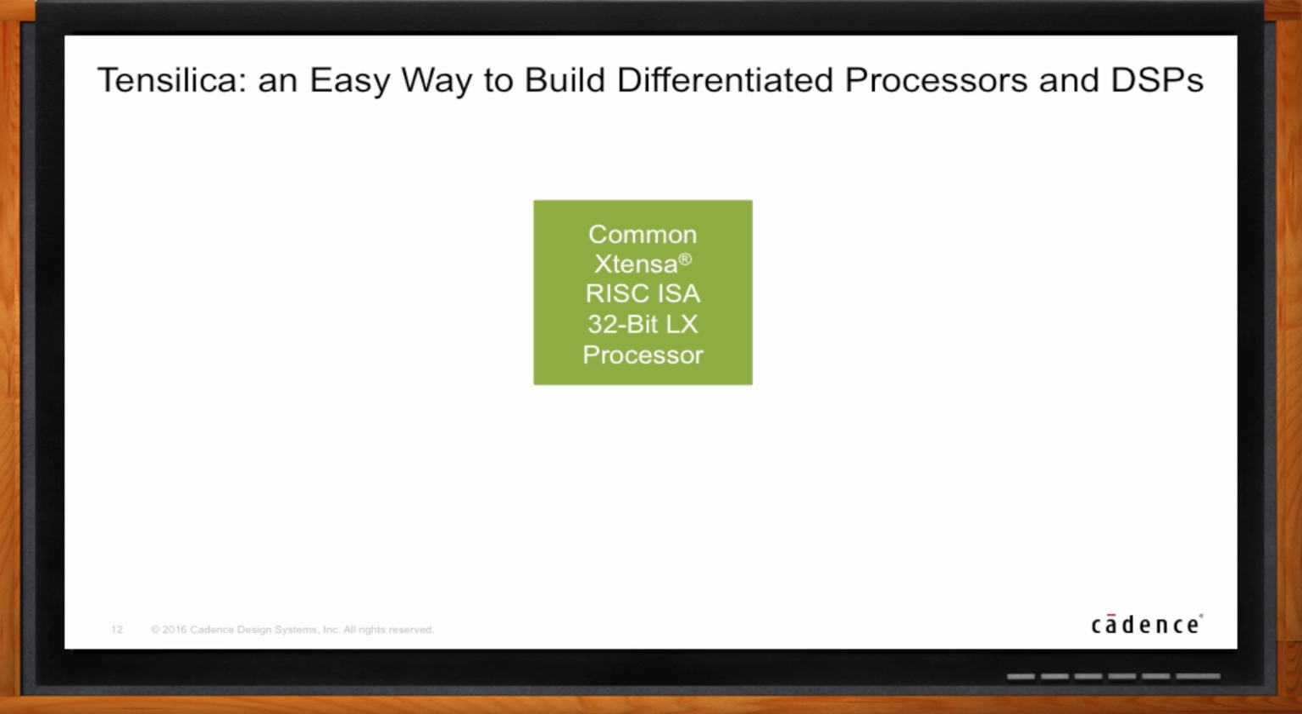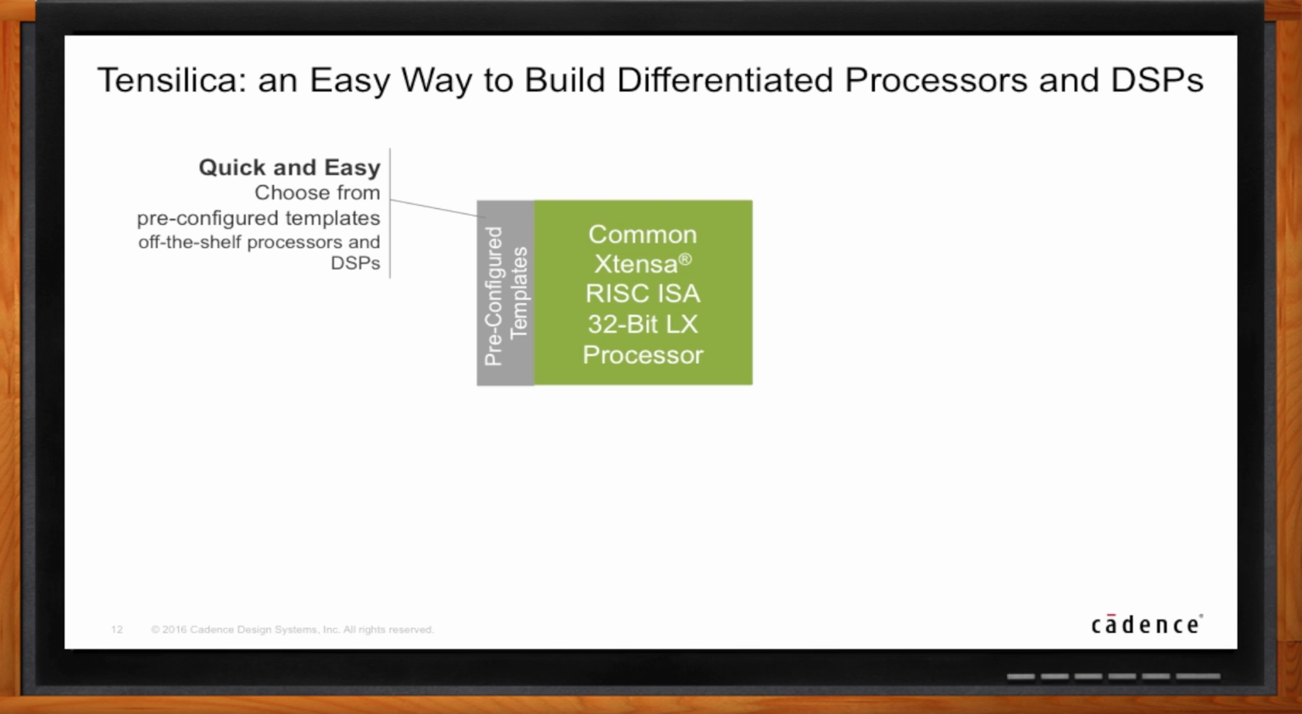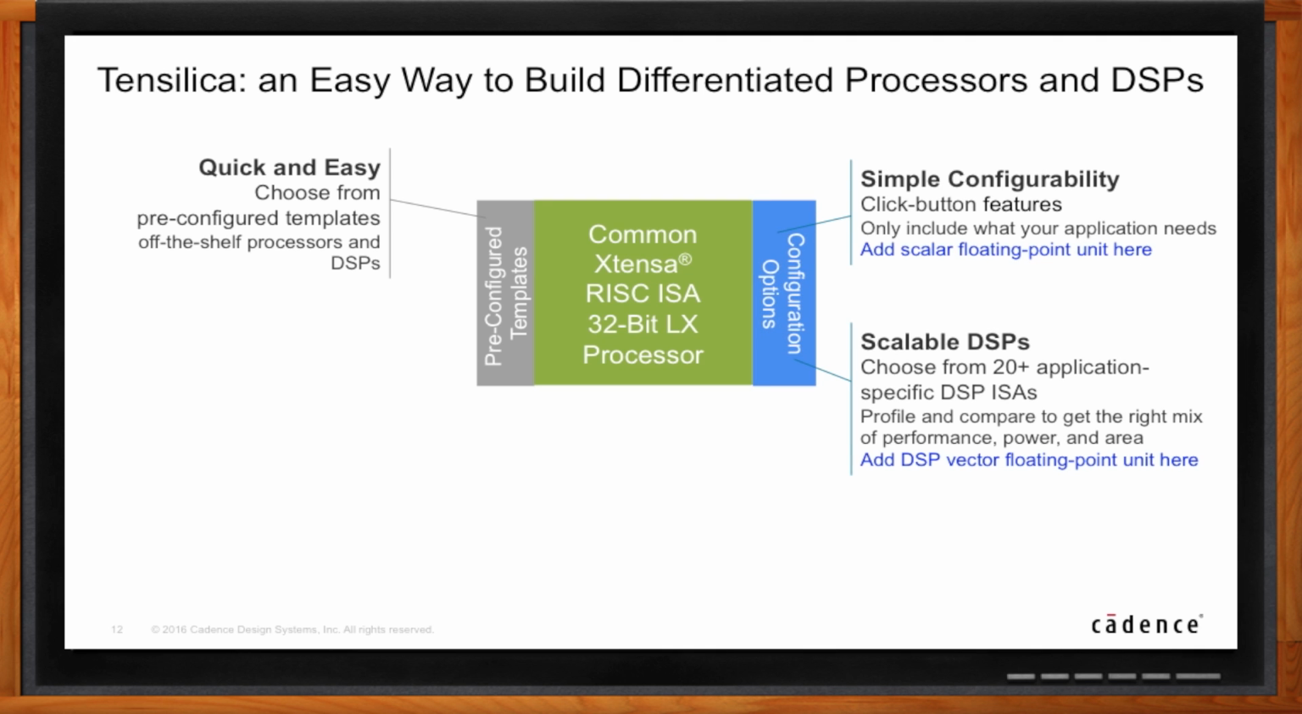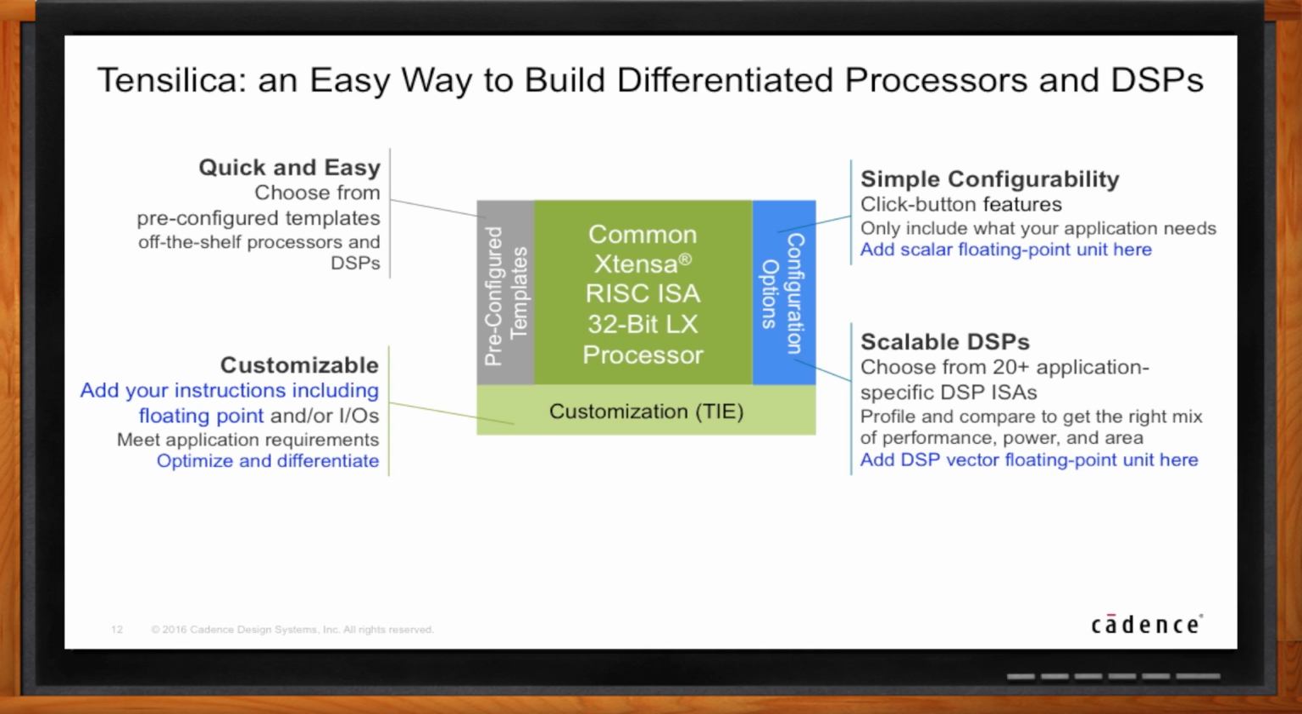At the heart of it is a common RISC ISA architecture, which is a 32-bit ISA. Starting from that, you can use pre-configured templates to choose one of the specific instruction sets of the DSPs that we talked about earlier, which have been pre-designed for the specific target application needs, as we just saw. You can then configure your DSPs and your Xtensa processor using various configuration options in the processor generator. And then if you want to customize or add something more than the templates or the configuration options, you can customize your processor using the Tensilica Instruction Extension language, the TIE language, and add your own instructions or your own IOs to meet your application.